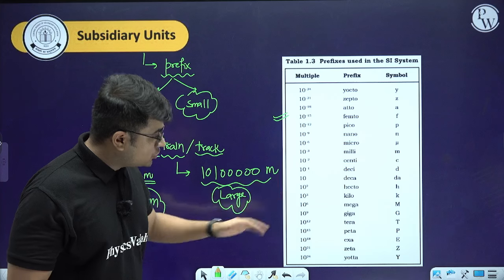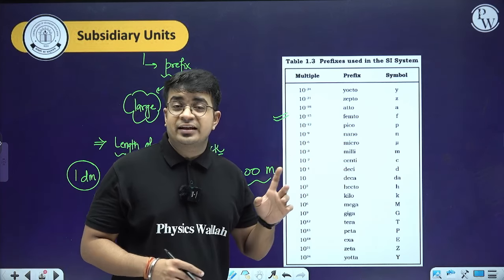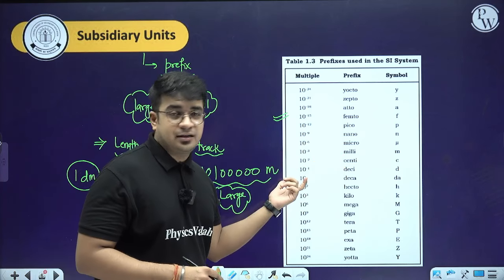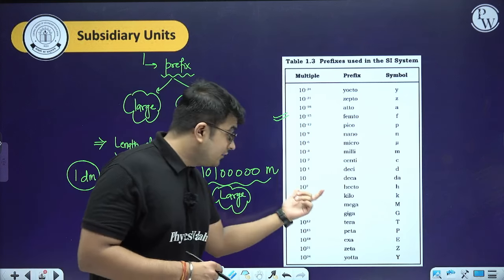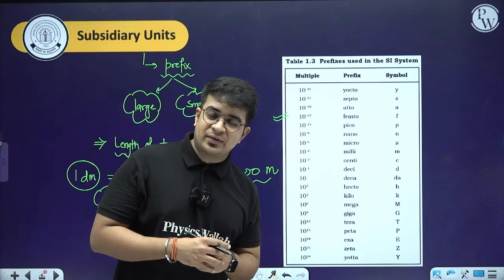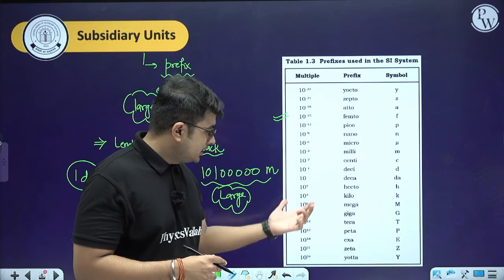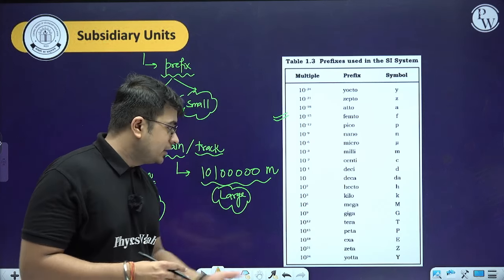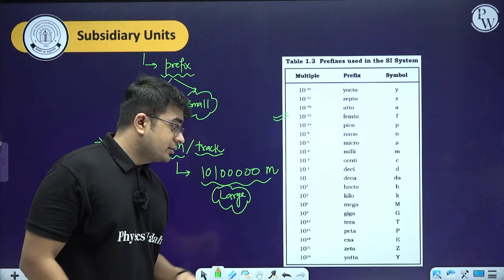Now moving to the large part, we have deci, 10 raised to the power minus 1. We have 10 raised to the power 1, which is deca. Then we have hecto, 10 raised to the power 2. Then we have kilo, which is a very common term. Kilogram, which is 10 raised to the power 3 gram. So 10 raised to the power 3. Mega, 10 raised to the power 6. Giga, 10 raised to the power 9. Tera, 10 raised to the power 12. Then we have peta, which is 10 raised to the power 15.